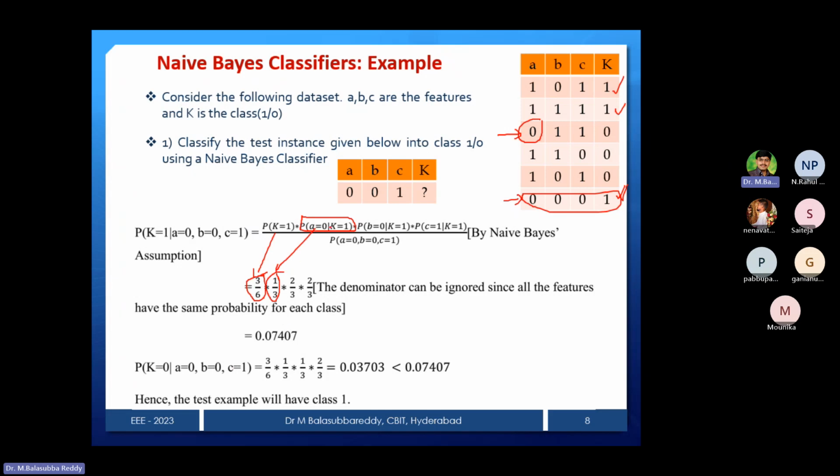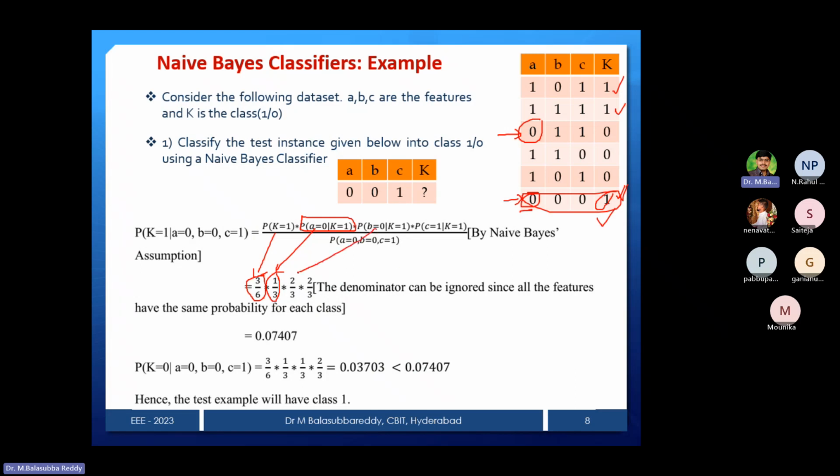A is equal to 0 and K is equal to 1. So in this instant A is equal to 0 and K is equal to 1, only one instant among 3 instants. Why among 3 instants? K is 1 occurred 3 times. But in that, A is 0 only one time. So that's why 1 by 3.